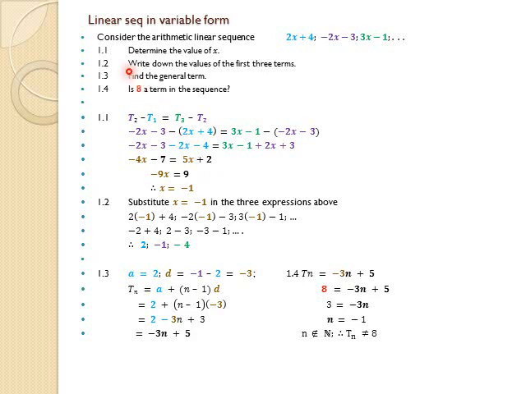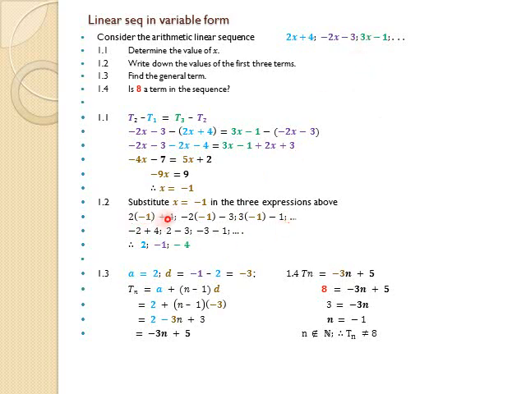Right, 1.2, write down the values of the first three terms. So now we know x equal minus 1. I'm going to substitute that in the place of x, as you can see there on the top. So instead of writing x, now I write minus 1. So 2 times minus 1 plus 4. Minus 2 times minus 1 minus 3. 3 times minus 1 minus 1.